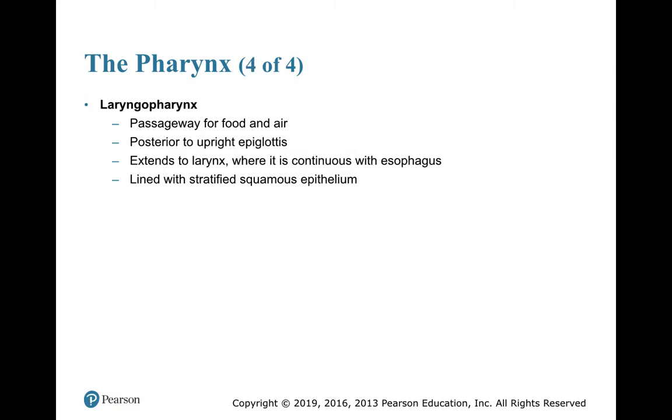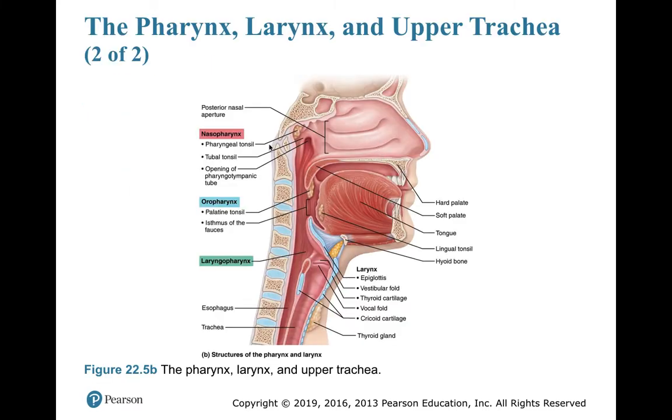The laryngopharynx is also a passageway for food and air. It's posterior to the upright epiglottis, extends into the larynx where it's continuous with the esophagus. It's lined again with stratified squamous epithelium, because there is more wear and tear here. So, nasopharynx, oropharynx, laryngopharynx.